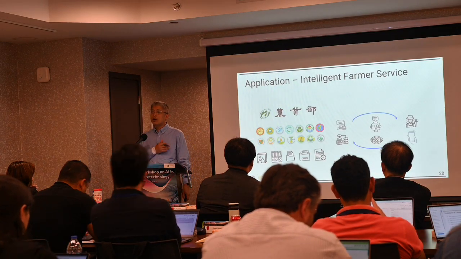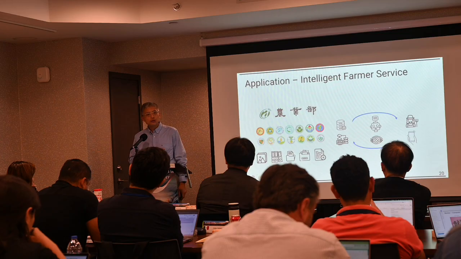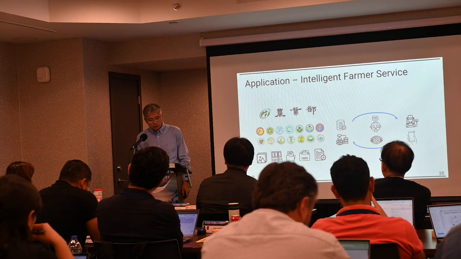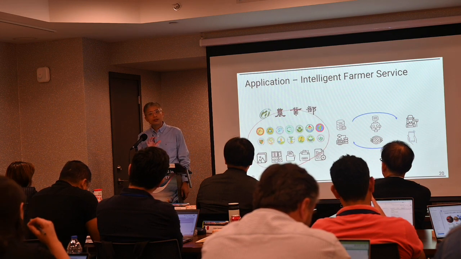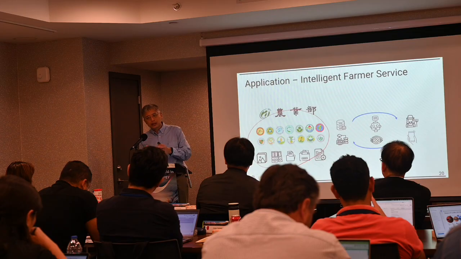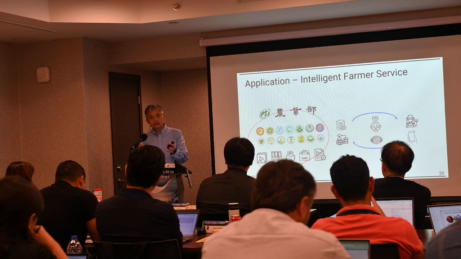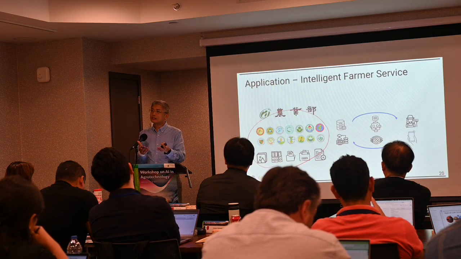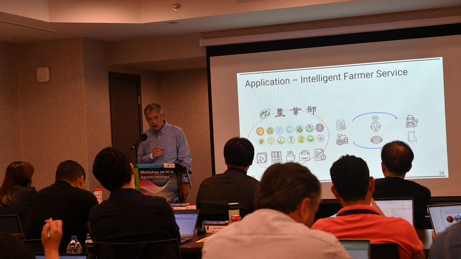I mentioned one application, an intelligent farmer service. I also mentioned that we don't want ChatGPT to answer the question for us. We want to use the reports written by researchers from the Agricultural Research Institute in your countries, because those reports are specific to the cases in your countries. So those are the best answers. So how do we do that?